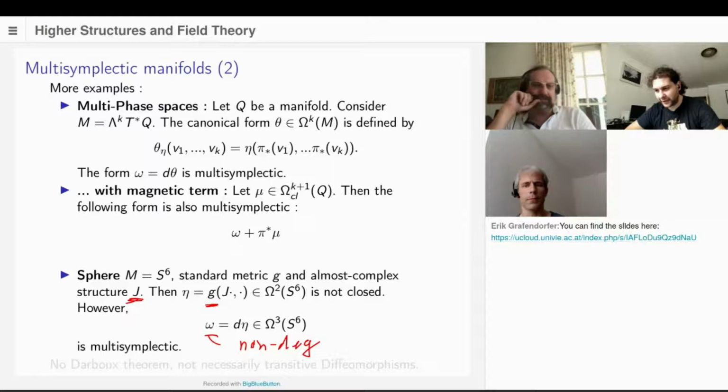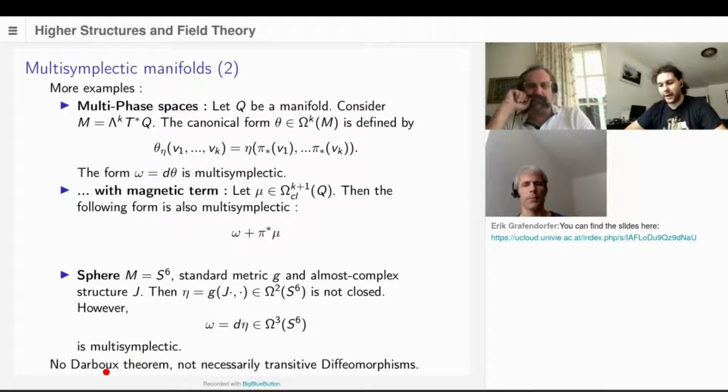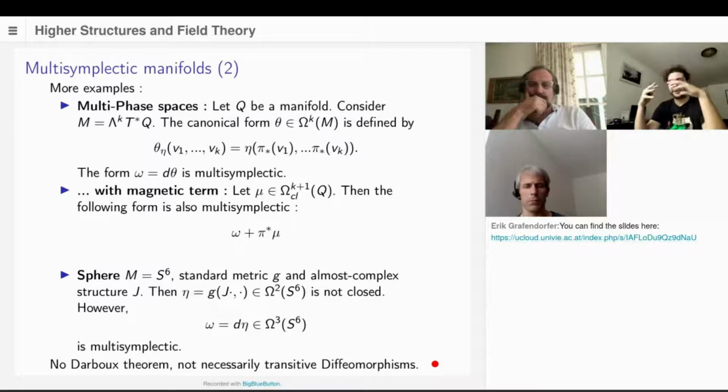Without further elaborating concrete examples, somehow the local theory or the global theory is much more like, let's say, I don't know, Riemannian geometry than symplectic. So there are no flat coordinates in general, no Darboux theorem. The diffeomorphism groups need not be transitive or locally transitive. We can build multisymplectic manifolds which in different neighborhoods look completely different. This is just a side remark for the level of flexibility we have.